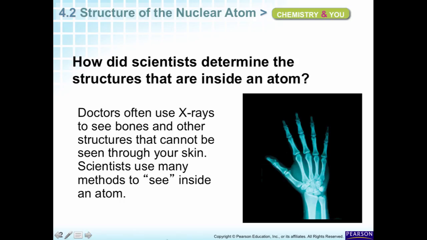Okay, here we have a picture of an X-ray of someone's hand. So we can't see what your bones look like by just looking at your hand. We can kind of see some things. Maybe if you have a broken bone, we might see something's not right. But we can really see where your joints are connected by using an X-ray. So there's lots of methods that we can use to see inside the atom. And that's what this section is about.